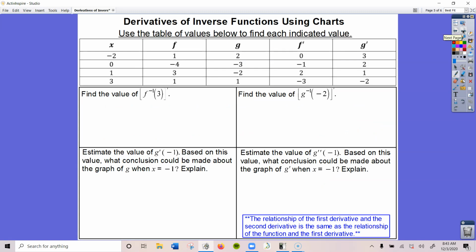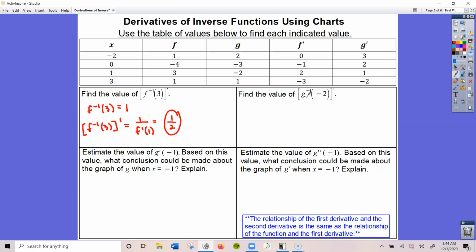Now let's go ahead and see if we can use some charts here. First, we're going to find the value of f inverse of 3 prime. Now this means that I first need to figure out what is the inverse value. So here, remember that this is the y value of my function. So I'm going to go to the y values of f, which is 3, and I look for the x, which is 1. So this means that f inverse of 3 prime is going to equal to 1 over f prime of 1. And so when I look here, I go to f prime, which is 2. So my answer would be 1 over 2.